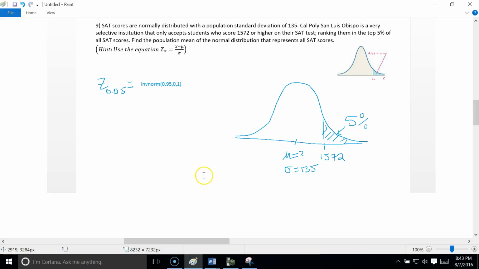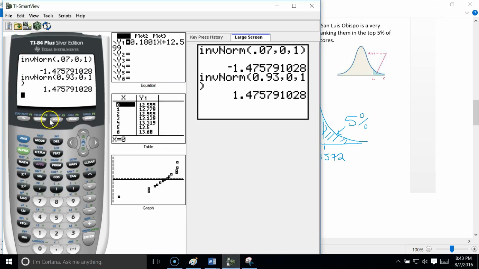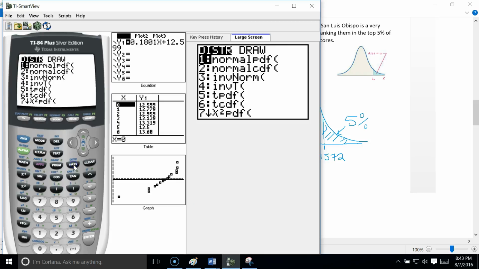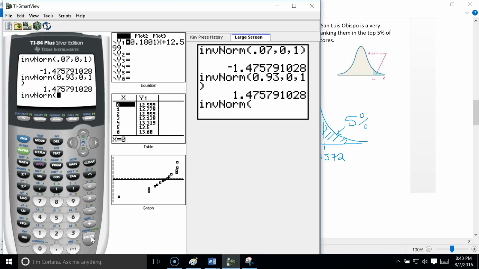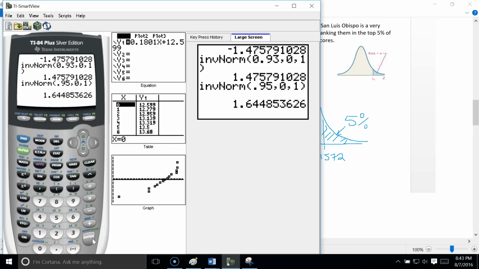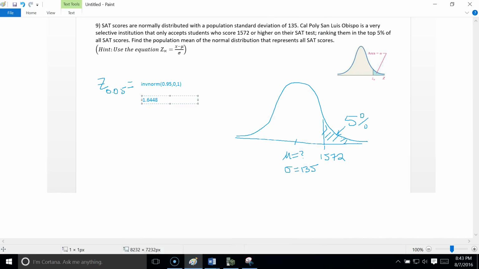Okay, so that should do it. Now let's go to our calculator and figure out what that is. So distribution, inverse norm of 0.95, comma 0, comma 1, close parentheses, enter. We get 1.6448, so that's the value we're going to use here.